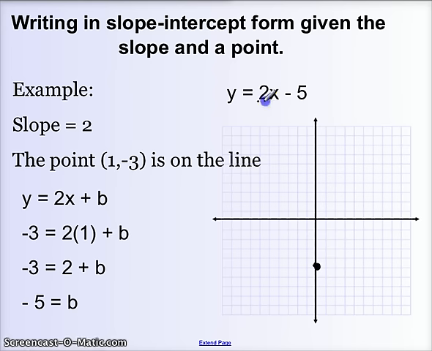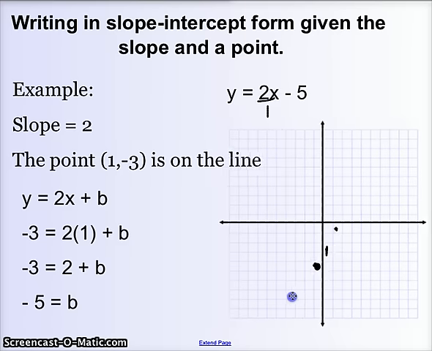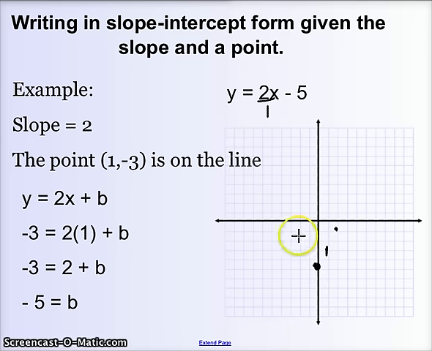And this you can look at as 2 over 1. So that means you should have gone up 2 to the right 1, and continue up 2 to the right 1, and so on, to give you a line that looks like that.